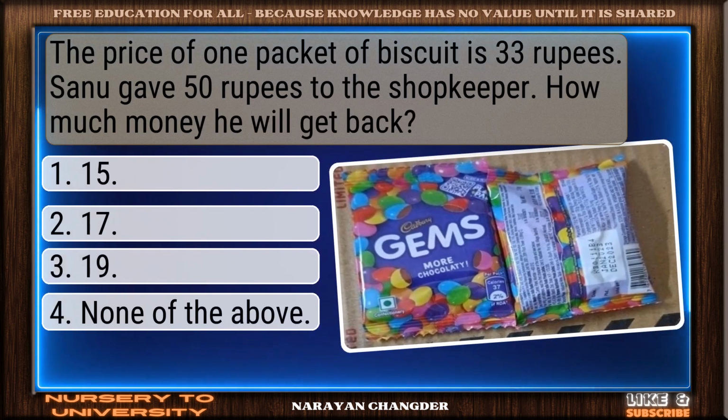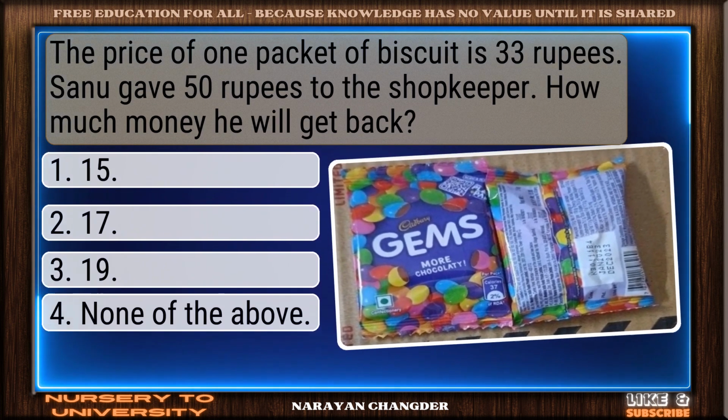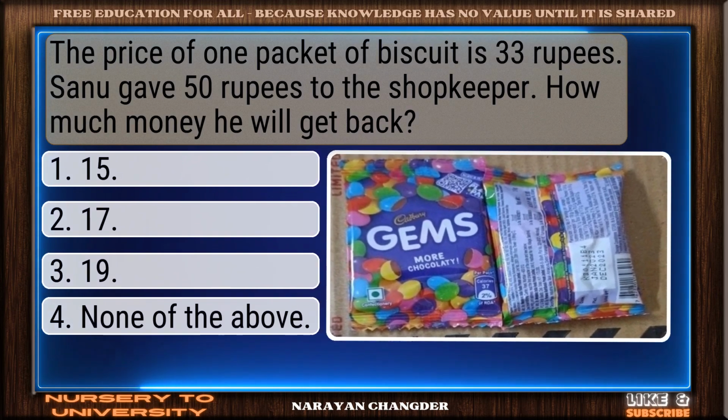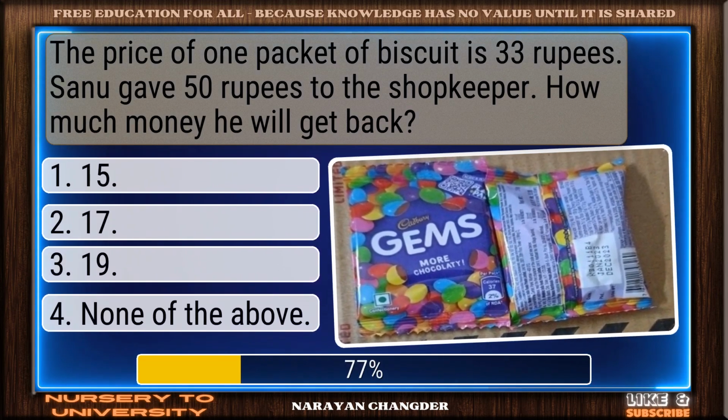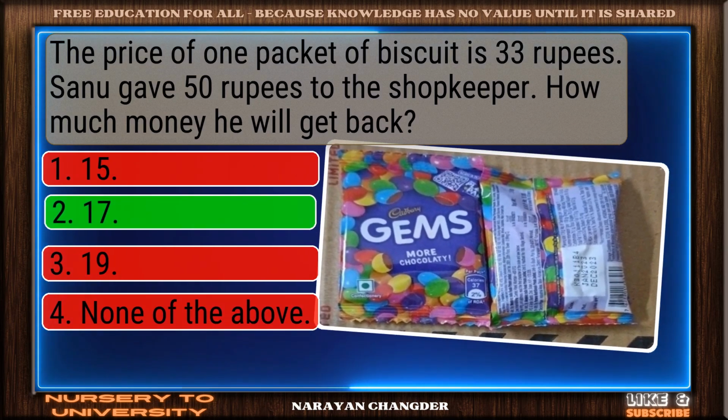The price of 1 packet of biscuit is 33 rupees. Sanu gave 50 rupees to the shopkeeper. How much money will he get back? Exactly. 17 makes sense and it is the right choice.